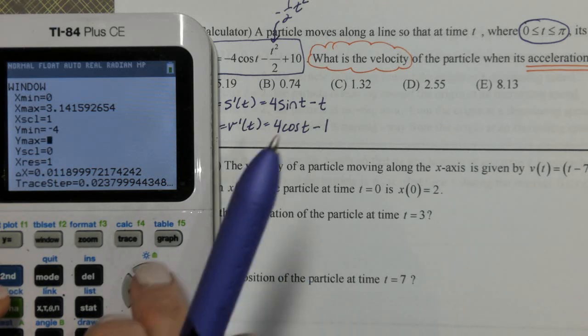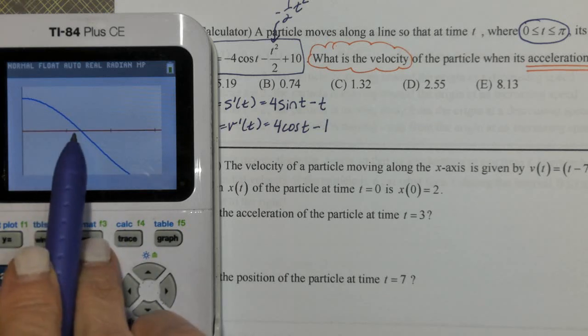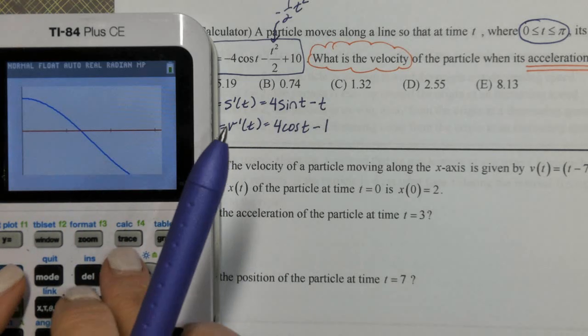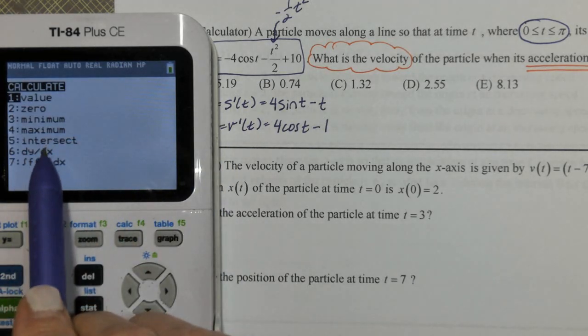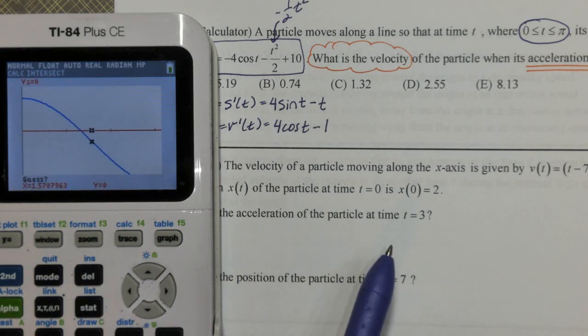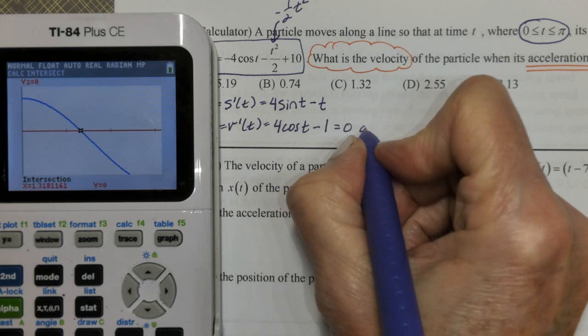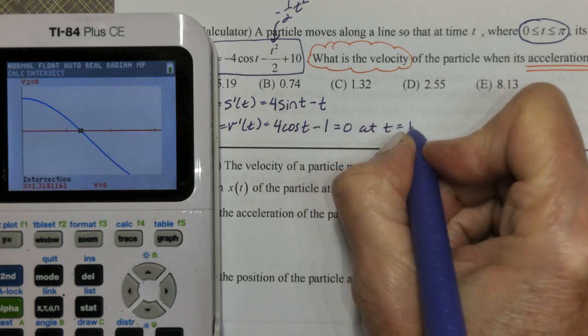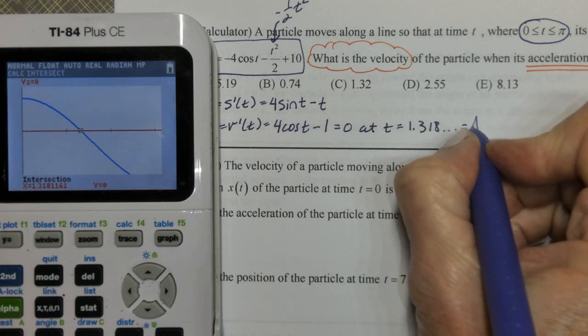And go ahead and look at a graph. So that's 0 to pi, and I see acceleration is 0 one time. I need to find out what that t value is. So second calc 5 for intersection. Enter, enter, enter. And this is equal to 0 at time 1.318 dot dot dot. I'm going to store that in for a.